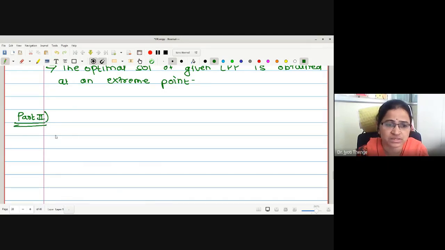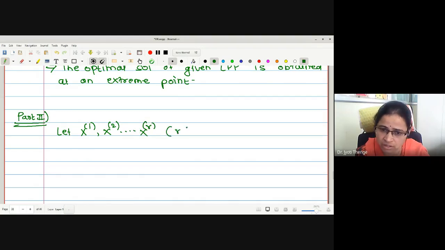Now what should be the assumption? Let the first r be giving us the maximum. Let x1, x2 up to xr, where r is less than or equal to k, be the extreme points of the feasible region.